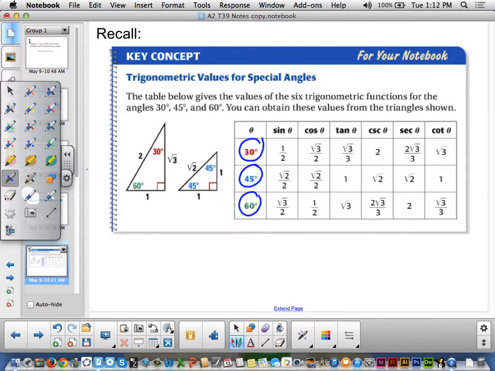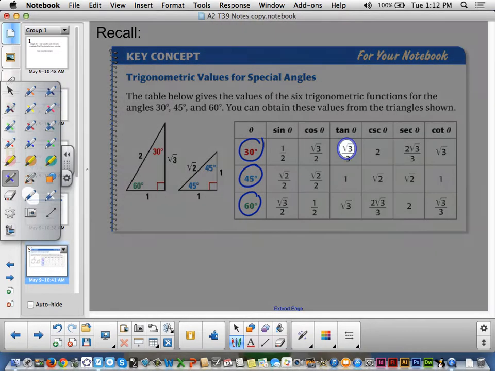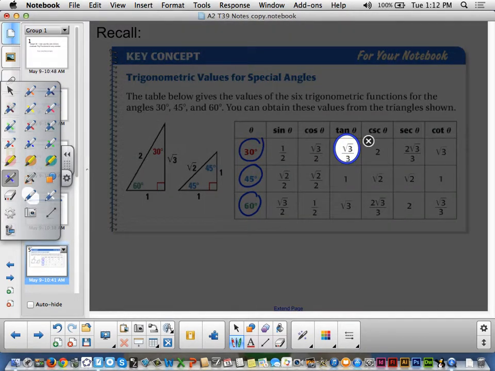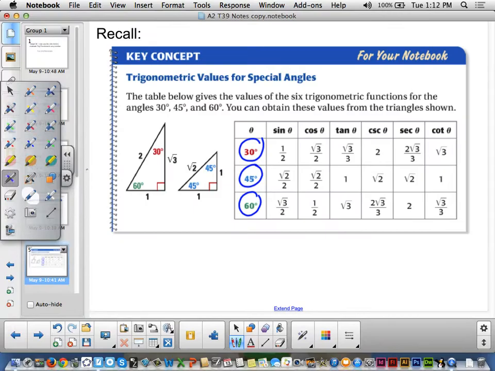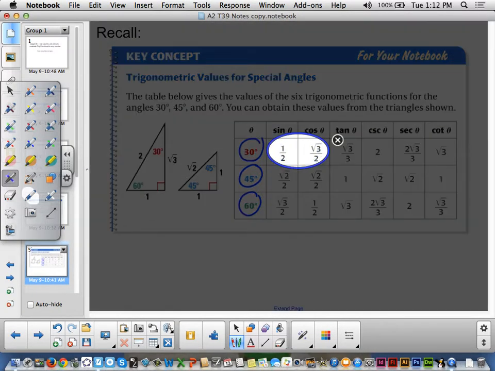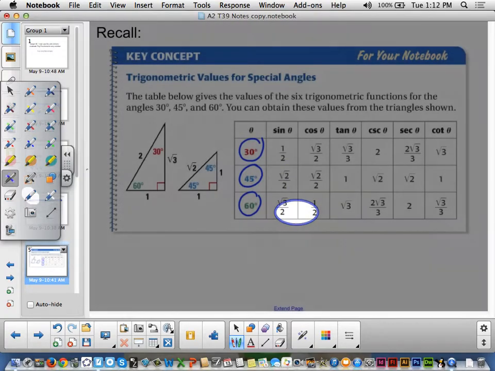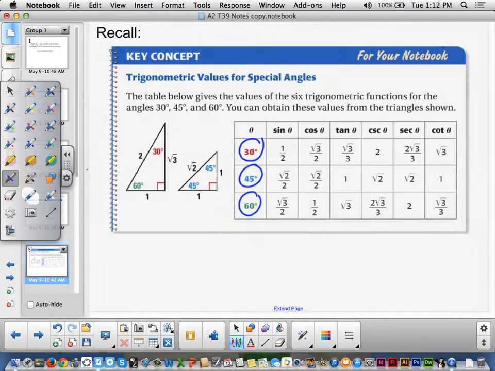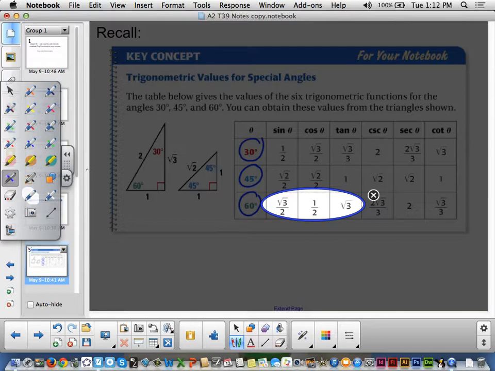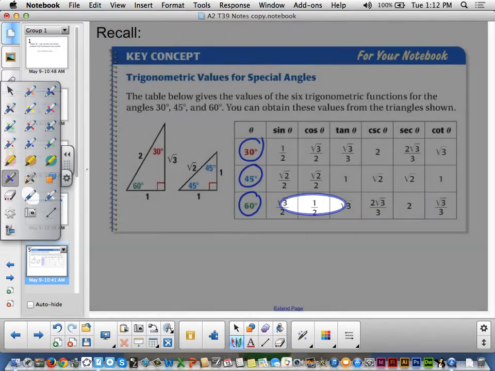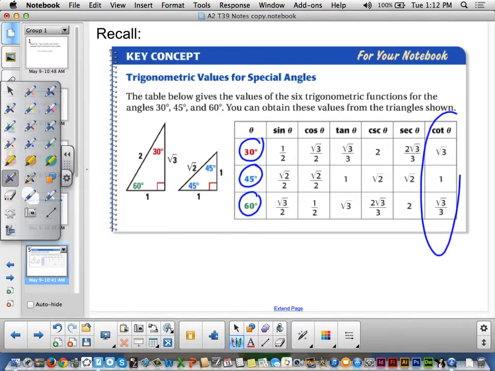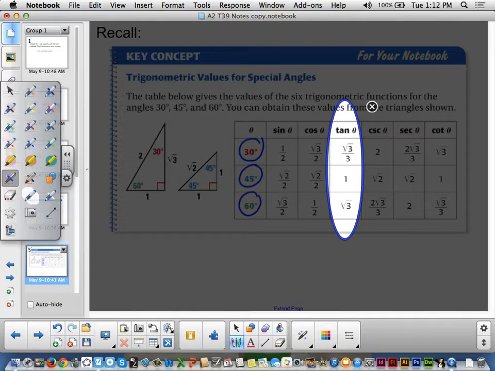All right? And to get tangent, tangent is y over x. Well, sine is y. Cosine is x. You're just going to take these two values and divide them. It's more apparent down here. You take the first value, divide by the second value. The 2's cancel. Square root of 3 over 1 is square root of 3. And our last column, we take and flip the tangent column.